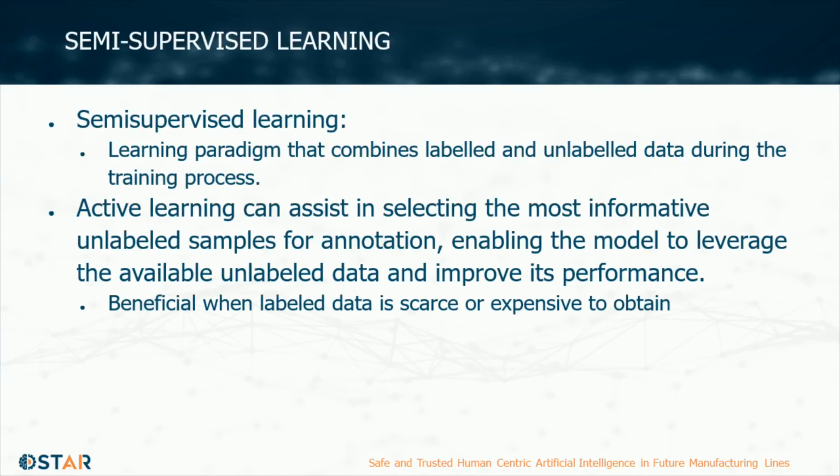Semi-supervised learning. Semi-supervised learning is a learning paradigm that combines labeled and unlabeled data during the training process. Active learning can assist in selecting the most informative unlabeled samples for annotation, enabling the model to leverage the available unlabeled data and improve its performance. This can be especially beneficial when labeled data is scarce or expensive to obtain.